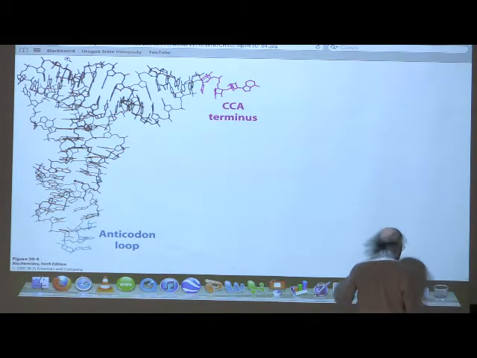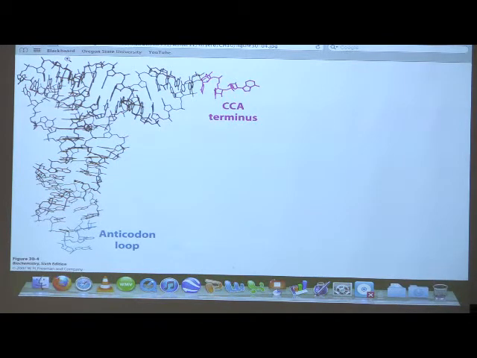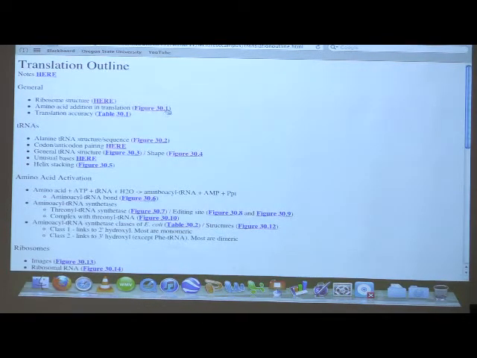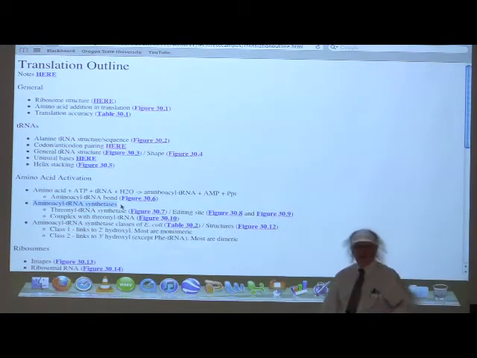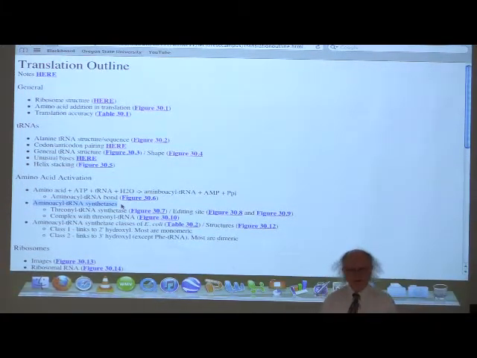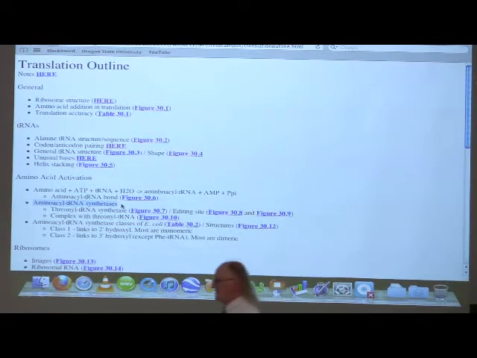Well, the enzymes that have to put the amino acid on there have a name. They're a class of enzymes, and they're called aminoacyl tRNA synthetases. Big mouthful of a name. Aminoacyl tRNA synthetases. Okay? Why don't we call them ATRSs? Okay? Aminoacyl tRNA synthetases. Yes, sir?